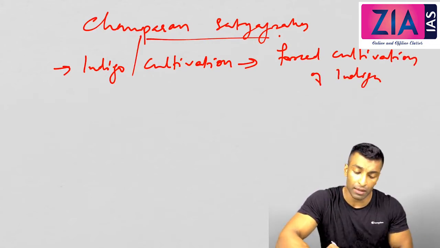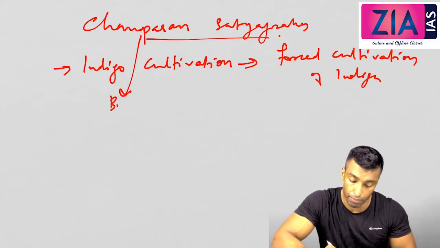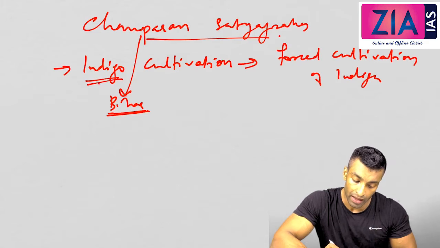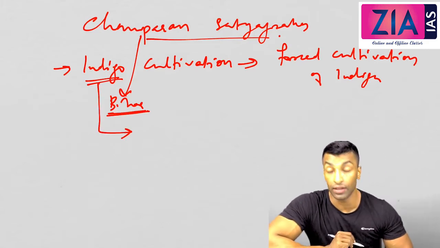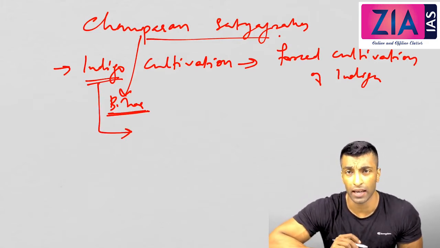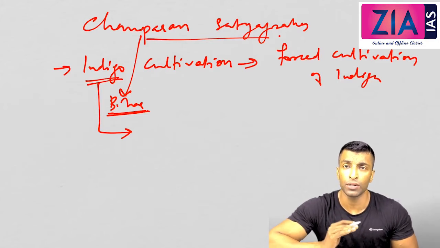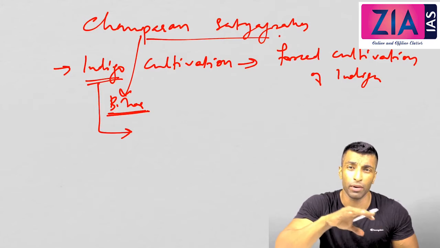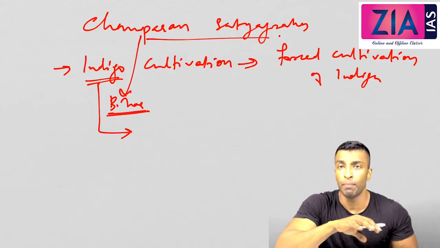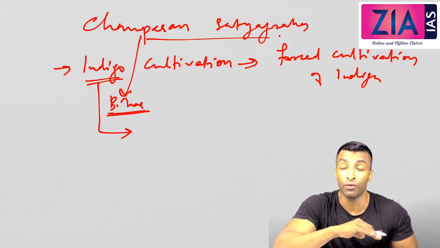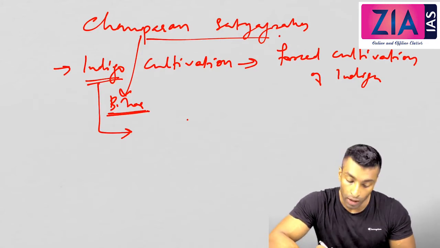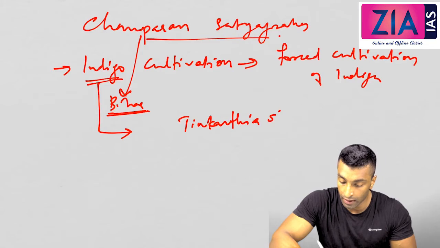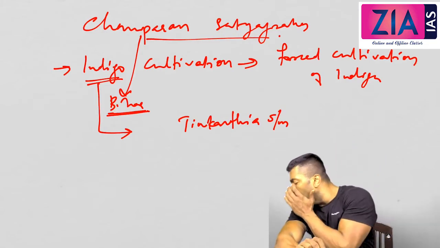Now where is Champaran? Champaran is actually a very small district in Bihar. Indigo was a natural dye, and German synthetic dye started coming during this time. That actually created the issue, because the price of indigo came down, and it is not viable for the peasants to cultivate indigo, but they are forced to cultivate indigo under the Tin Kathia System.